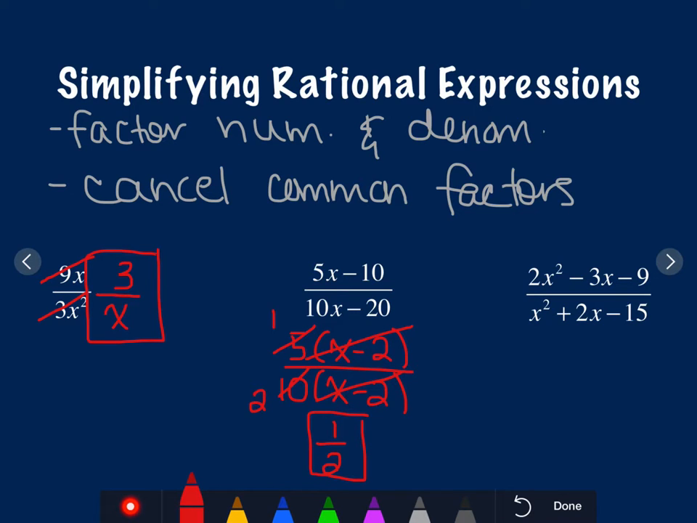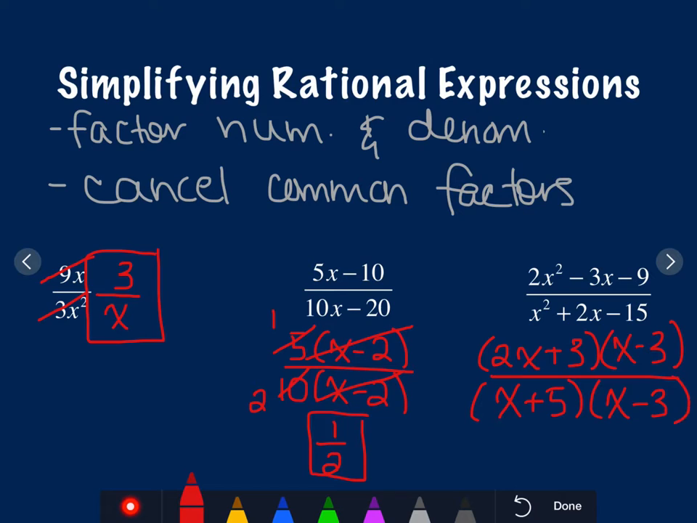Okay, our last example, we're going to do the same thing. 2x squared minus 3x minus 9 is 2x plus 3 times x minus 3. X squared plus 2x minus 15 is x plus 5 times x minus 3. I see that there's a common factor of x minus 3. That cancels, so my simplified expression is 2x plus 3 over x plus 5.